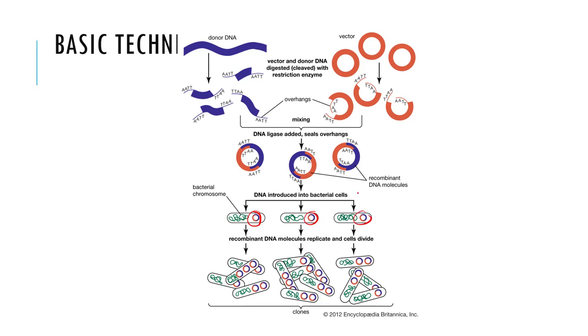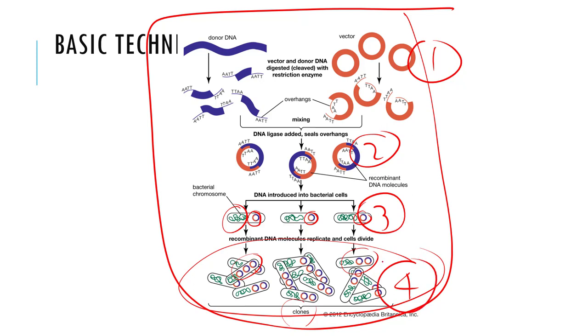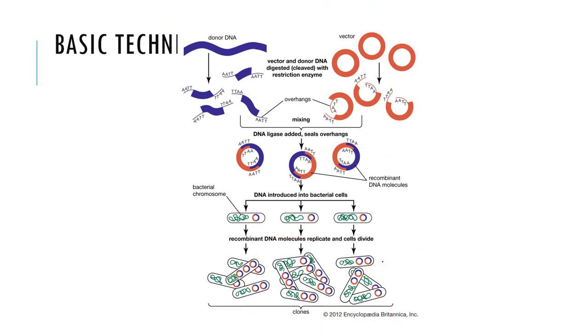Then this host cell divides, and when it replicates its own DNA, it also replicates this particular piece of DNA which is present in it. So we get clones of that DNA, and obviously now our job is to select the sequence of our choice in which we are interested. So these are the 4 basic steps. Step number 1, this is step number 2, this is 3, and this is the final step, the basic steps of genetic engineering, which we have just seen through a diagram.